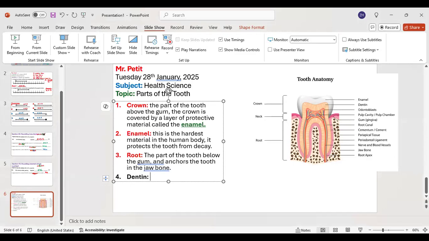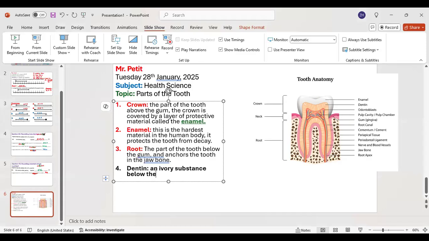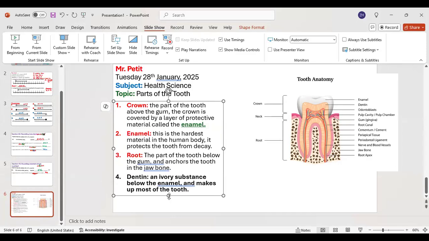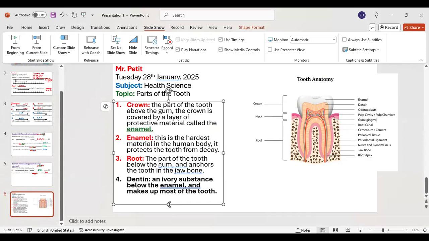All right, next. So it's an ivory substance below the enamel and makes up most of the tooth. An ivory substance below the enamel that makes up most of the tooth. That is the dentine.